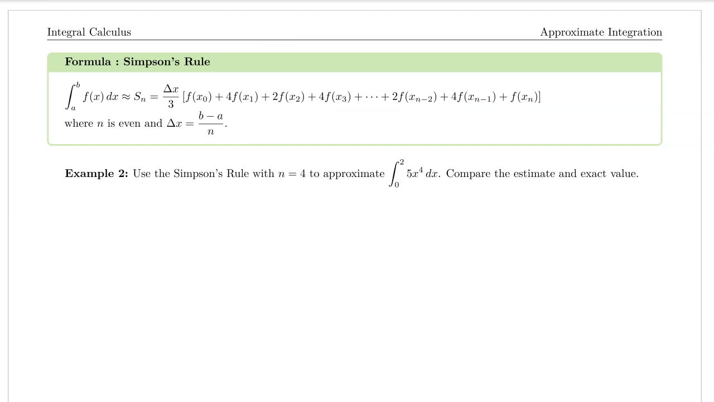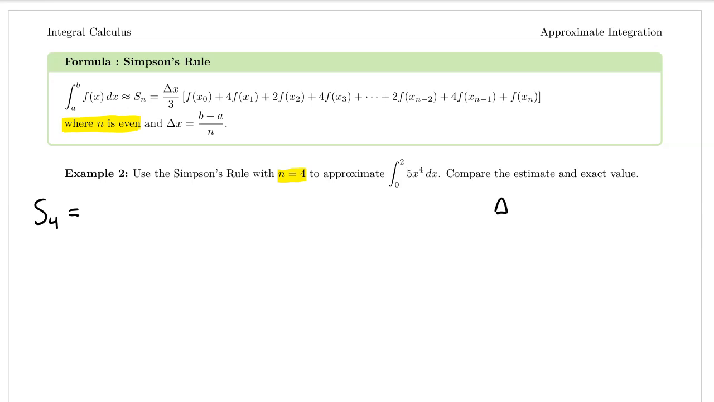So example 2 says, use Simpson's rule with n equals 4 to approximate the definite integral from 0 to 2 of 5x to the 4th dx. Compare the estimate and exact value. So just to emphasize this, our n value has to be even when we're using Simpson's rule. So that's something to keep in mind. Here we have n equals 4, so we're in the clear since 4 is an even number. So we want to evaluate s sub 4.